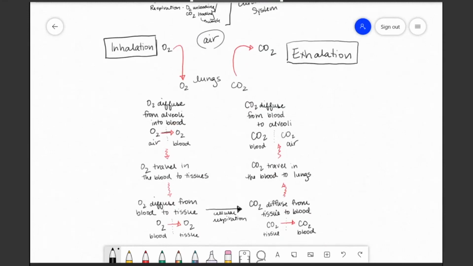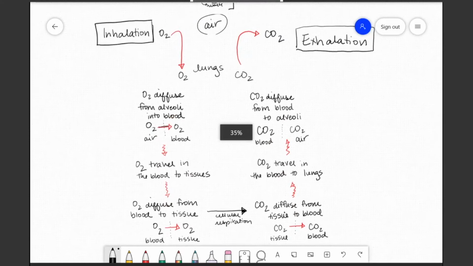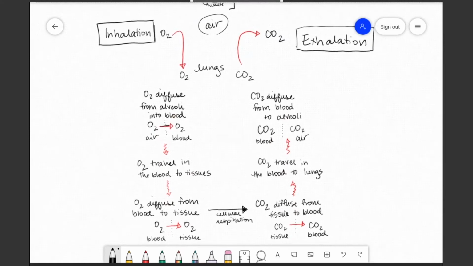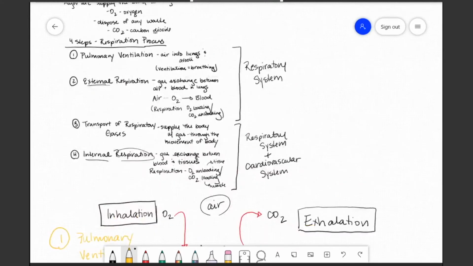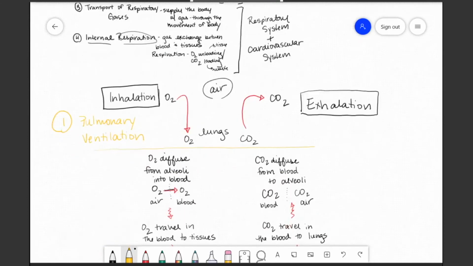So with the process of inhalation, we are taking in oxygen into our lungs. We are bringing that in. If we were to take our notes and look at that, this right here is going to be step 1, which was pulmonary ventilation. And if we look back up at step 1 with what pulmonary ventilation is, we said that it was air into our lungs and you were breathing. Air into our lungs, that's exactly what we're doing.